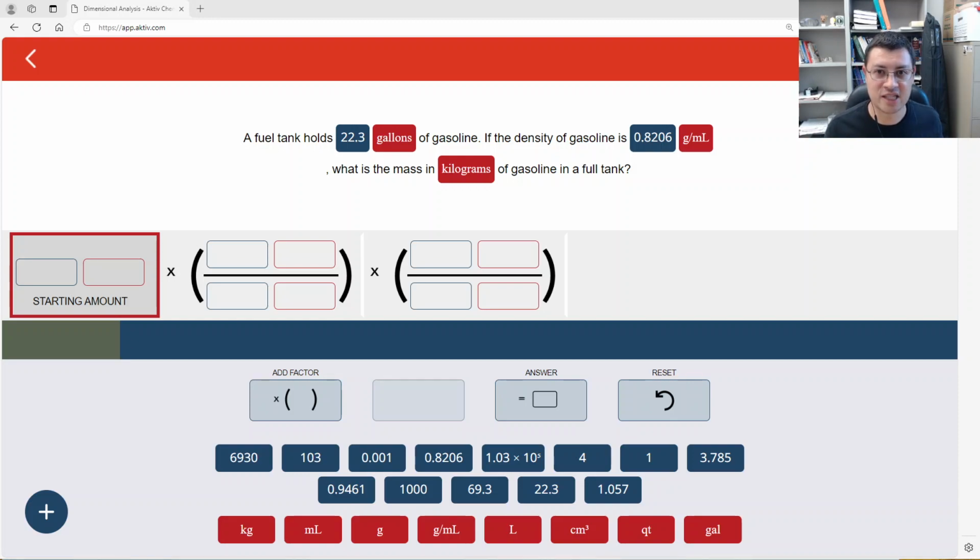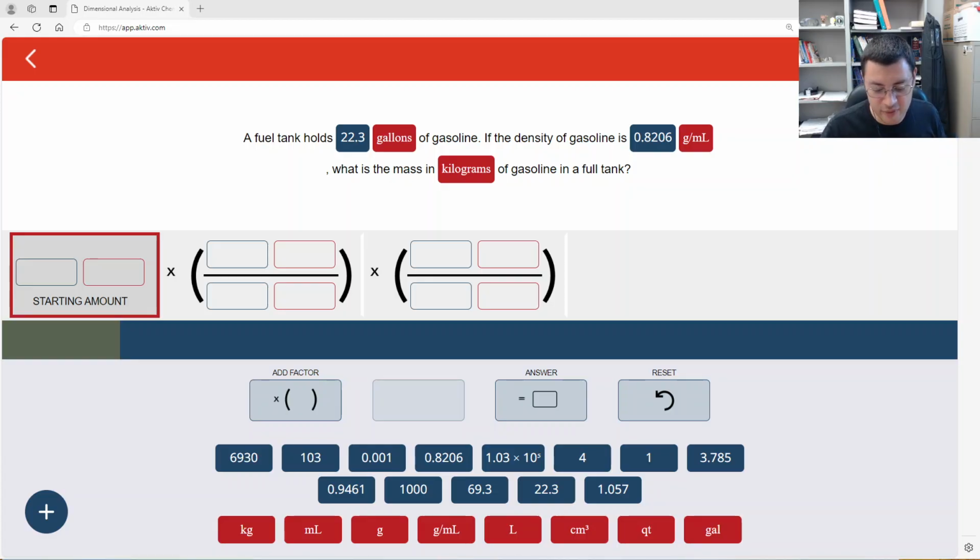All right, so a student asked me to go over this question. It's from Active Learning, Aktiv Chemistry. It reads, you've got a fuel tank with 22.3 gallons of capacity, and it gives the density of gasoline, 0.8206 grams per milliliter, a little bit less dense than water. It's asking what is the mass in kilograms of gasoline if you were to fill your tank completely, a full tank. All right, so they give you a volume in gallons, but they want a mass in kilograms.